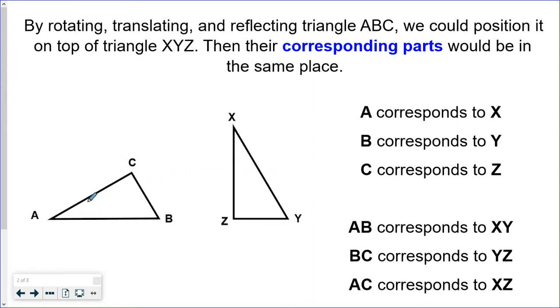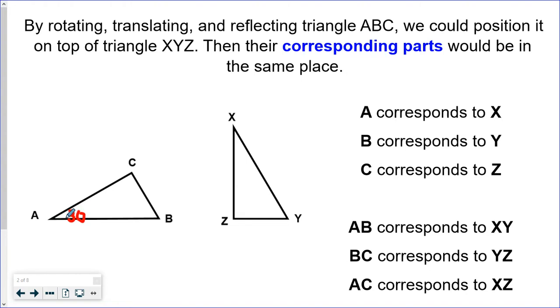By rotating this, translating it, and then flipping it, you should see that letter A would go on the top and would slide over. That means letter A corresponds to letter X. That's important for us to know, because anything that letter A is, letter X is going to be the exact same value. For example, if this angle right here is 30 degrees, let's say A is 30 degrees.